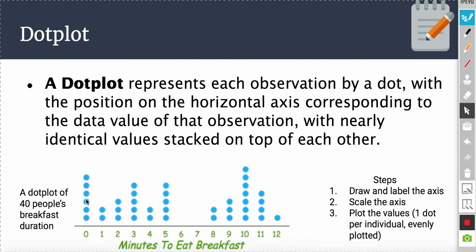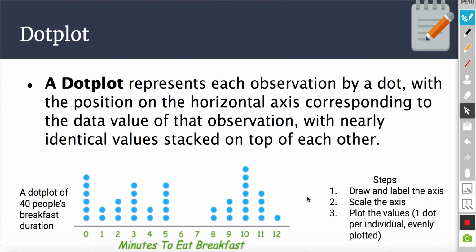Notice there's 1, 2, 3, 4, 5, 6 dots at the 0 minutes, which means there are 6 people who take less than 30 seconds to eat breakfast, or maybe don't eat it at all. Here, at the 10 level, 1, 2, 3, 4, 5, 6, 7 individuals ate breakfast at 10 minutes. Again, we're rounding to the nearest whole minute in this example.